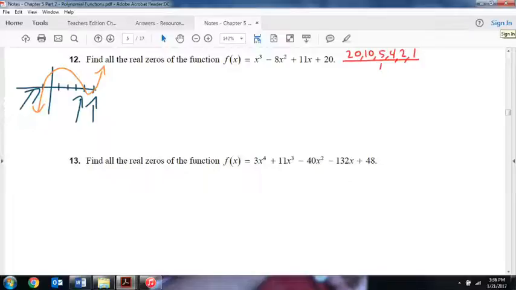It doesn't prove that they are. So here's what we're going to do. We are going to use synthetic division to check it out. And I'm going to pick one of those. So let's start with 4. Why not? Or actually try -1 because I like multiplying by -1.